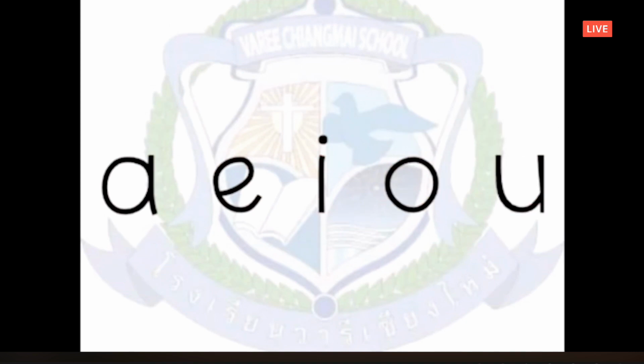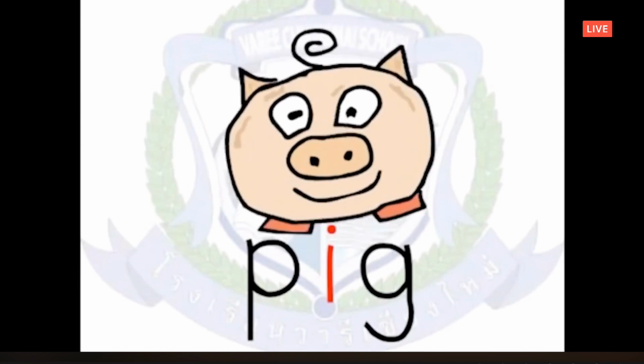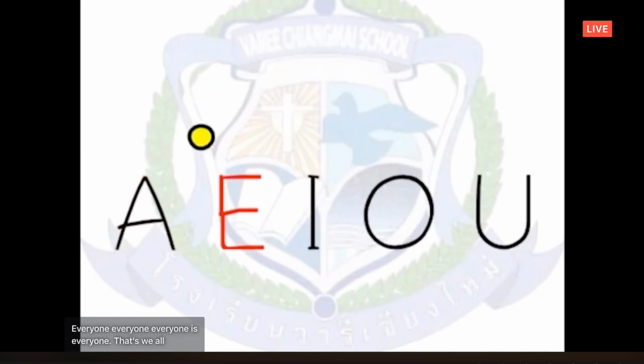Short vowels that we use. A vowel is in every word, every word, every word. A vowel is in every word that we read or write. A, E, I, O, U are long vowels that we use.